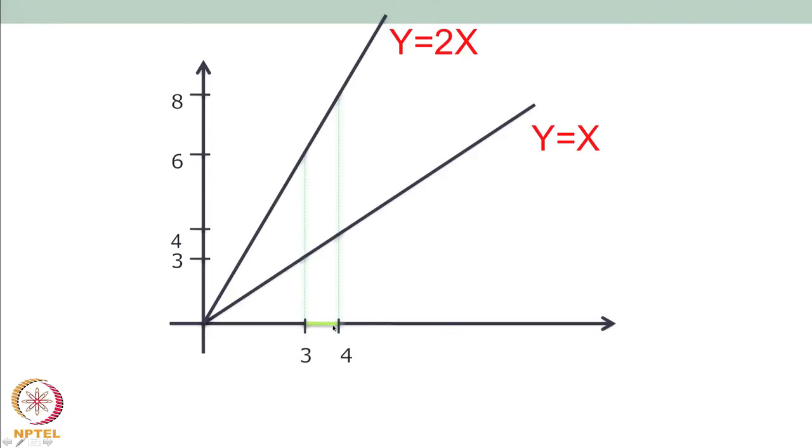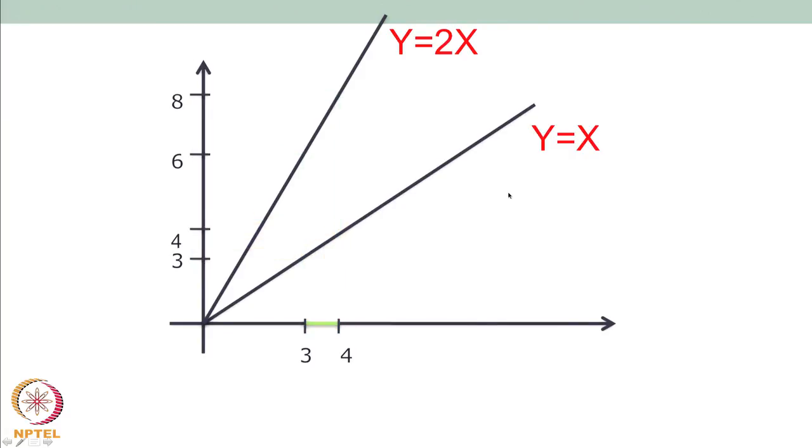Then I draw a line to the y is equal to 2x graph, and I look at the corresponding y values, which are 6 and 8. But if I look at the y is equal to x graph, those are 3 and 4. So here the difference is 4 minus 3, which is 1. Here the difference is 8 minus 6, which is 2. Even though delta x is 1, the same for both, the delta y for the y equal to x graph is different from the delta y for the y is equal to 2x graph. Therefore, the slope of this is different from the slope of this.